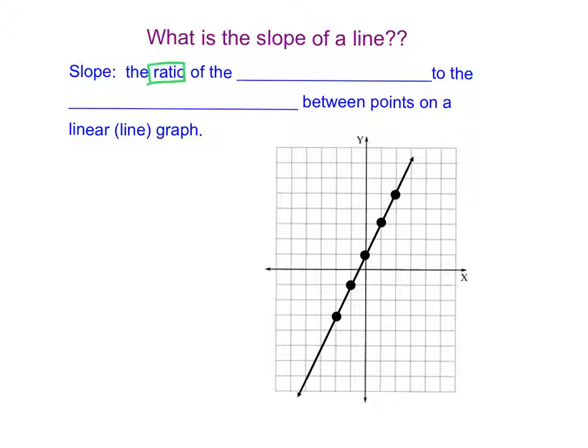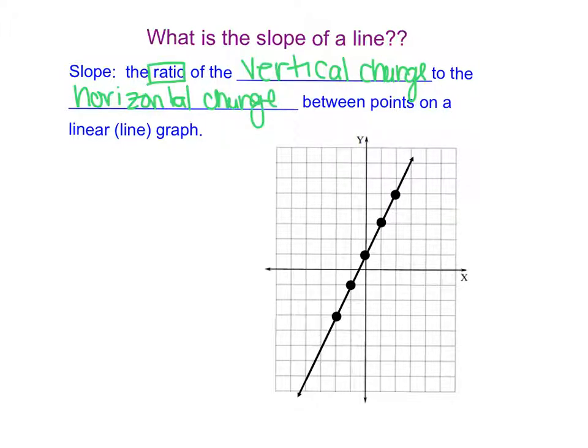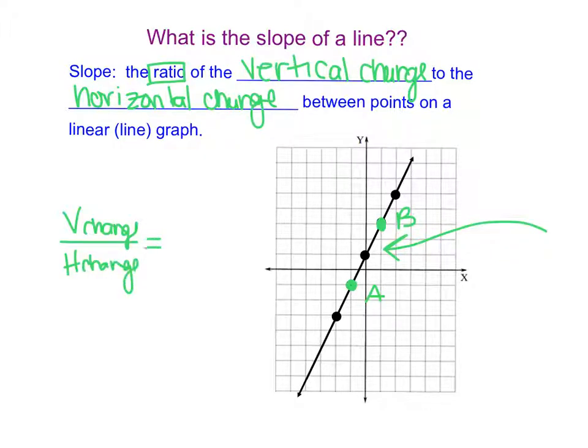And the slope of a line is the ratio of the vertical change to the horizontal change between 2 points on a linear graph. So for example here, let's pick 2 points. Say I picked this point right here to be point A, and this point right here to be point B. So what I'm going to find here is my slope is the vertical change over the horizontal change. So I'm just going to create a ratio of this.